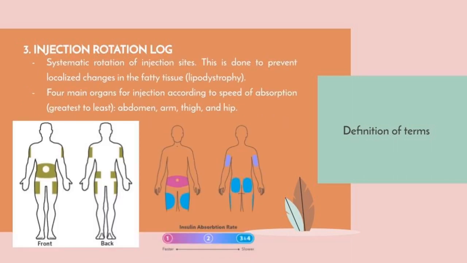Next is injection rotation log. It is systematic rotation of injection sites. This is done to prevent localized changes in the fatty tissue, or lipodystrophy. In addition, to promote consistency in insulin absorption, the patient should be encouraged to use all the available injection sites within one area rather than randomly rotating sites from area to area. The four main areas for injection sites, according to the speed of absorption, are the abdomen, the arm, the thigh, and the hip.